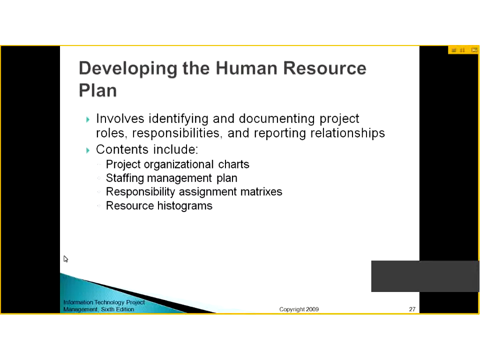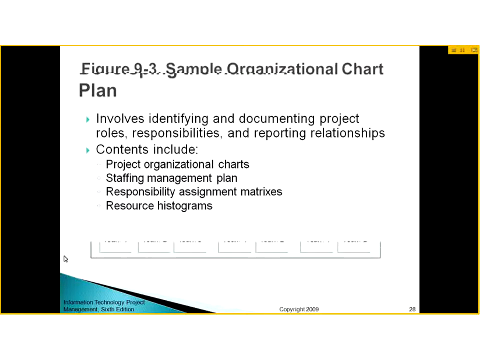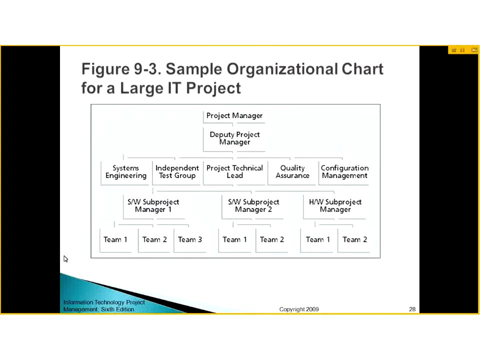Now let's talk about the process. The first is to develop the human resource plan. It involves identifying and documenting project roles, responsibilities, and reporting relationships, and we produce the contents such as project organization chart, staffing management plan, responsibility assignment matrix, and resource histograms. This is a sample organizational chart for a large IT project.